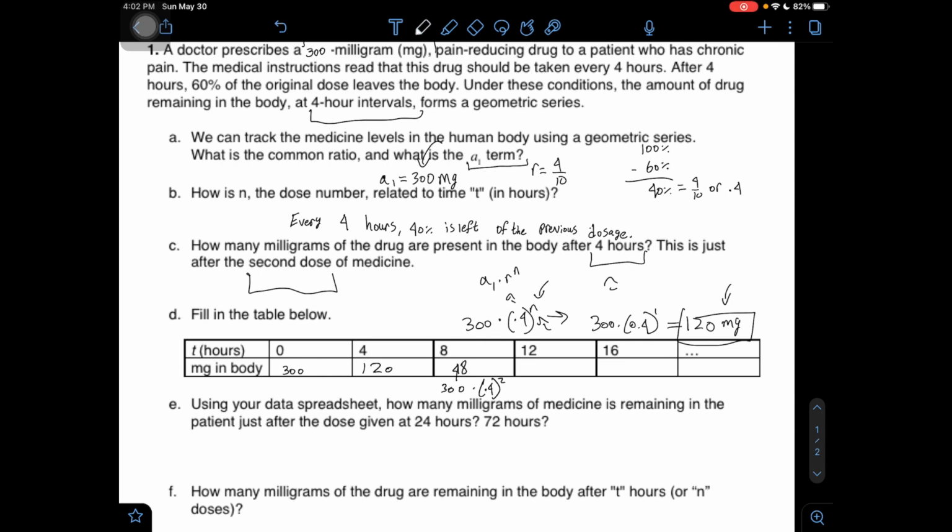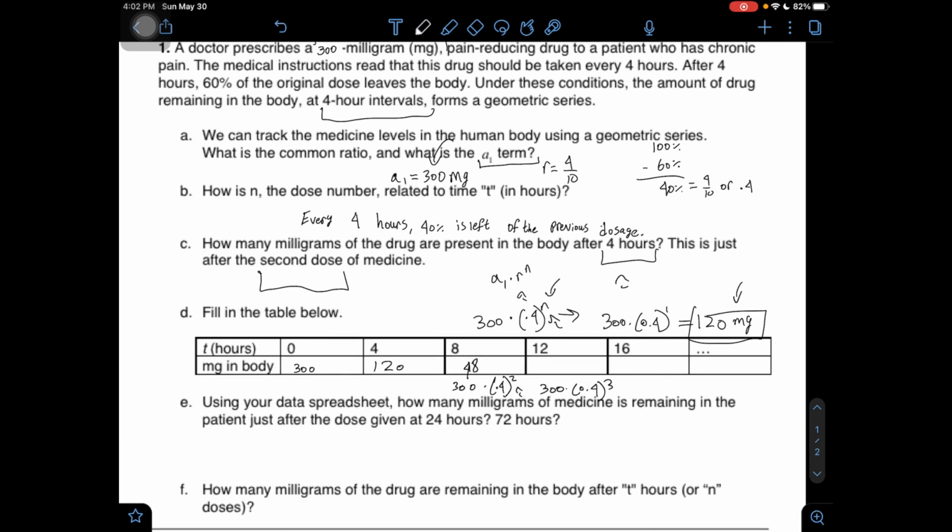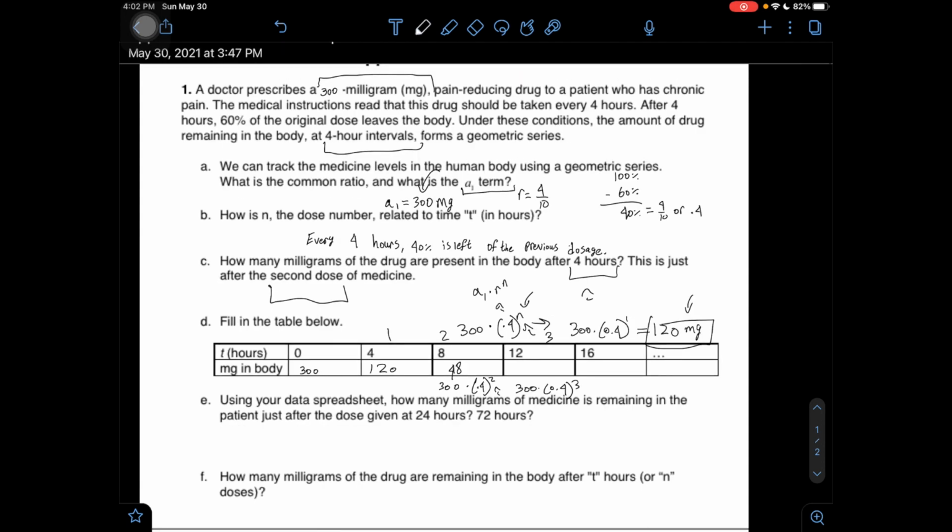And now we do the same scenario, but now we have an N value of 3, so 300 times 0.4 to the power of 3. And why we're doing this is that this is the first interval, this is the second, and this is the third. And how we know that is, it's at 4-hour intervals. So every 4 hours is equal to 1 interval. So 1, 2, 3, because 0 to 4 is 4, 4 to 8 is 4, and 8 to 12 again is 4 hours, meaning that T in this table is equal to 1 interval.